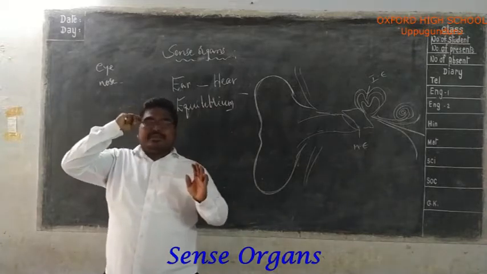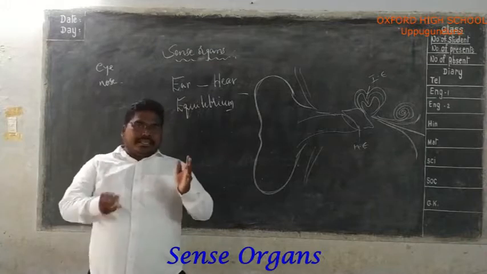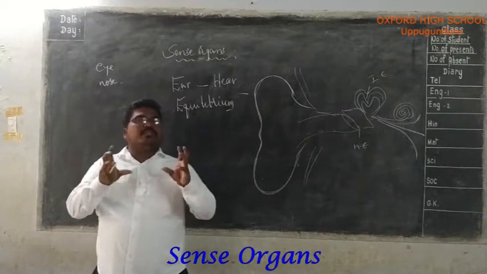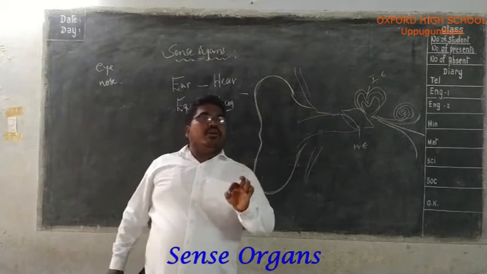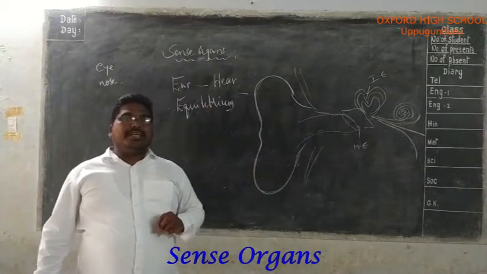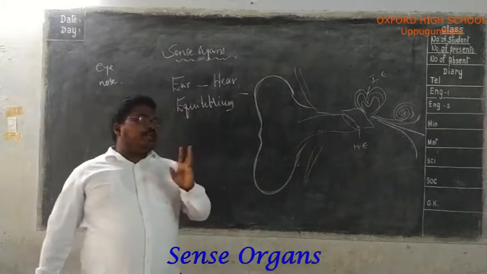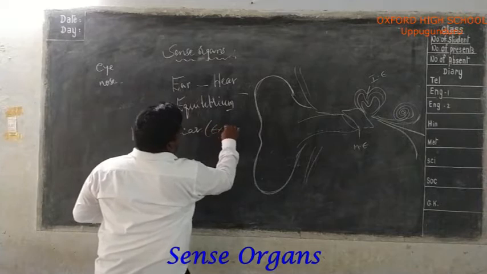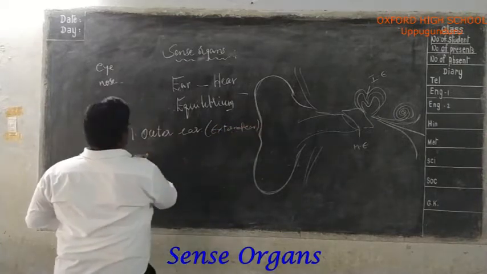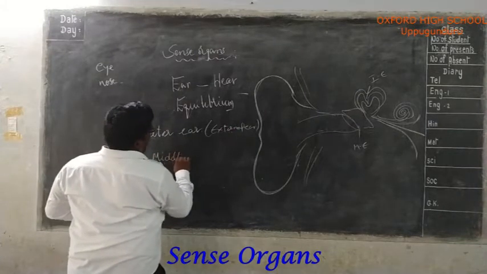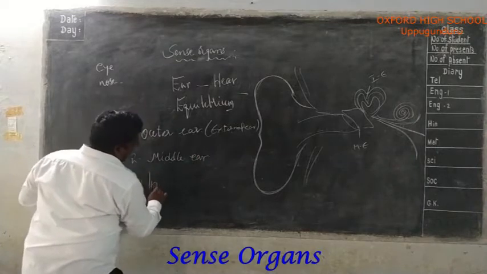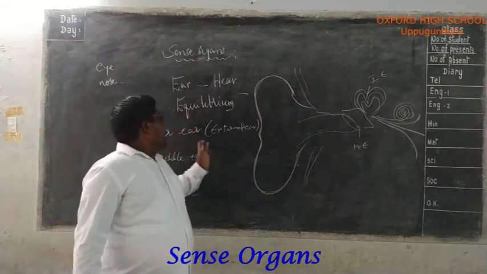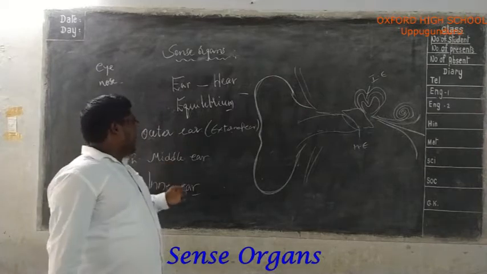Ears are helpful to hear. They help to sense the different types of sounds that come from the surroundings. The ear also helps in maintaining body temperature. The ear is divided into three parts: the outer ear, also known as the external ear, the middle ear, and the third one, the inner ear.